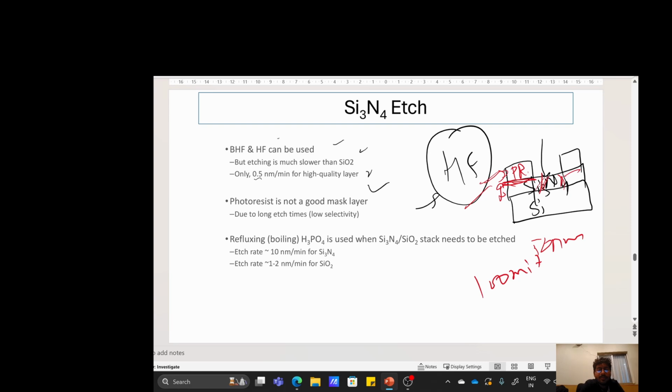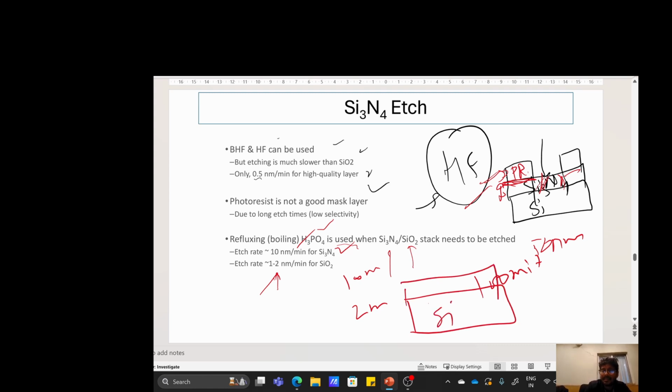So what you can do is use H3PO4, which is used when a silicon nitride and SiO2 stack needs to be etched. In this case, the silicon nitride etch rate is 10 nanometer per minute, and SiO2 is 1 to 2 nanometer. So the selectivity that we were talking about is 5 times higher. Let us say it removes the SiO2 at 2 nanometer per minute, then you can use SiO2 as a masking layer.